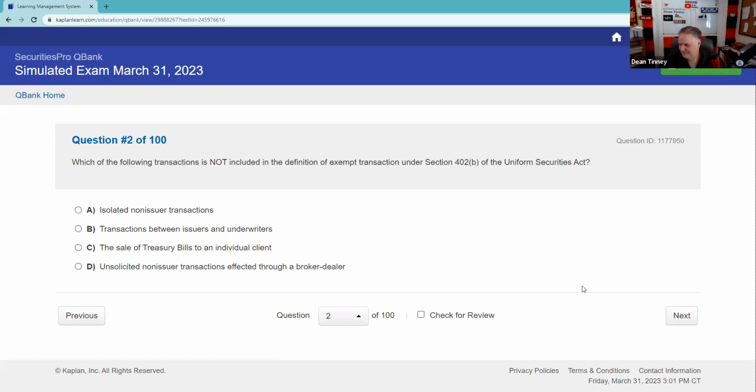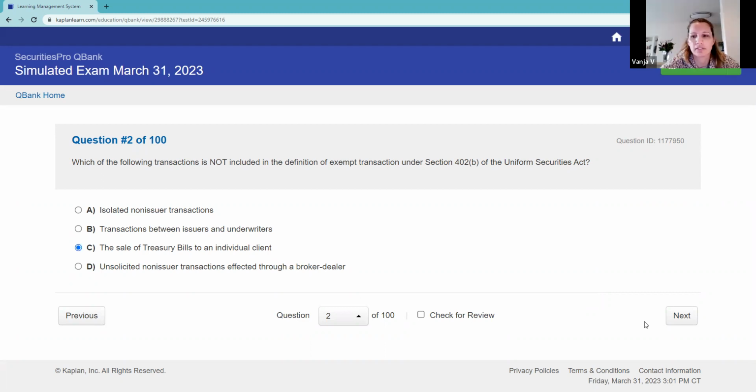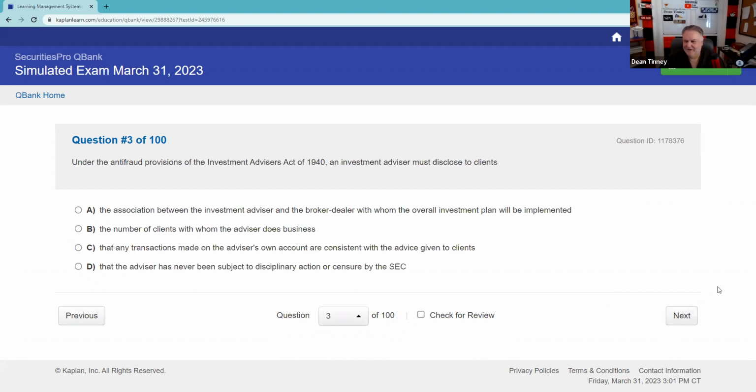Isolated non-issuer transactions between issuers and underwriters, the sale of a treasury bill to an individual client, like Dean was saying, unsolicited non-issuer transaction effected through a broker dealer. So the transaction not included in an exempt is C. Excellent. Even though the treasury bill is an exempt security, it's not an exempt transaction. That's pretty awesome. That was a good one.